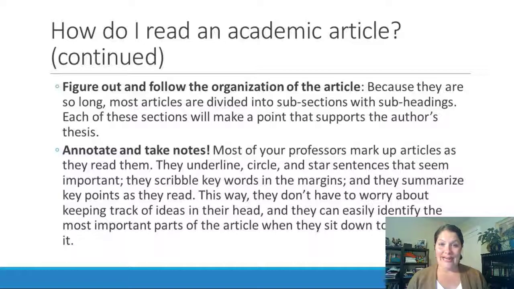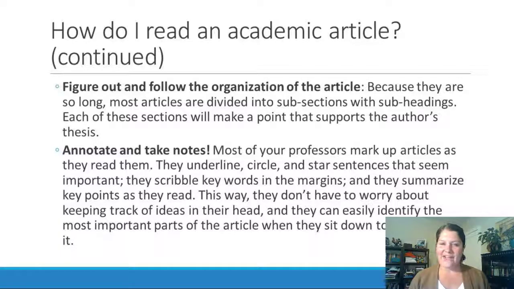Another thing that you can and should do is to try to figure out and then follow the organization of the article. And a lot of authors make this really easy because articles are usually longer than the papers that you write for a class. They usually will divide it up into sections, and they will even have headings for those sections. So when you are reading it, you can keep an eye on what point they are making in each one of these sections, and then, as you are figuring out what those points are, be thinking about how those points support their larger point or support their thesis.